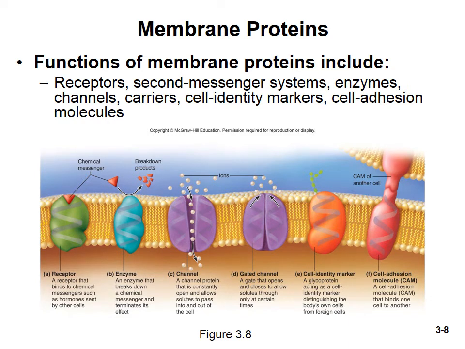A glycoprotein cell identity marker, here's your glycoprotein over here, acts as a cell identity marker, distinguishing the body's own cells from foreign cells. As I said, these are called identification tags. The glycocalyx, the sugary structure for both the glycolipids and your glycoproteins, is capable of recognizing self from non-self, if that makes any sense to you.